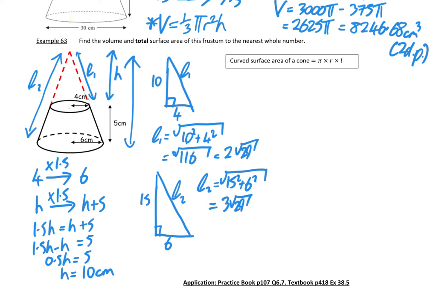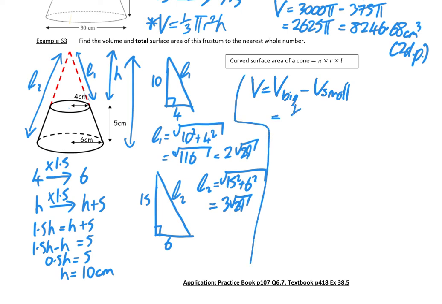Okay, we need to find the volume of the big and the volume of the small, and then we need to take them away to get the overall volume, and then we also need to find the total surface area, so a wee bit more work to it. So our volume overall is going to be equal to the volume of the big minus the volume of the small. I showed the working out for this in the previous one, so I'll skip this a wee bit.